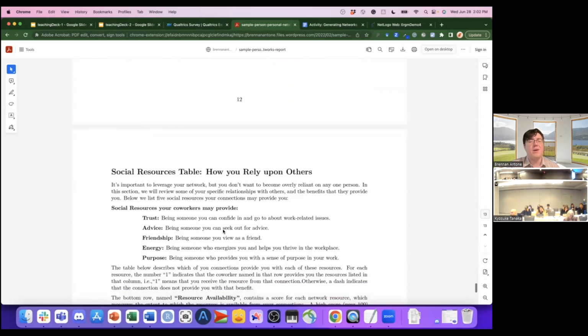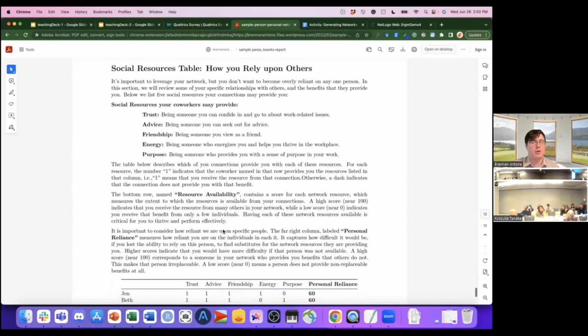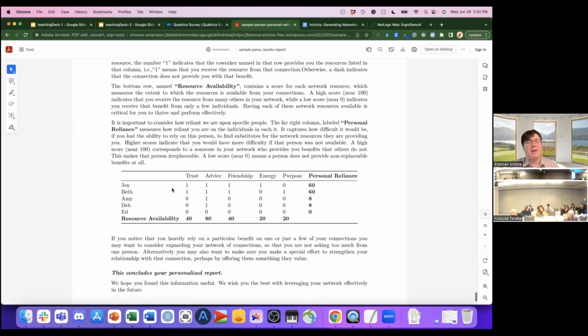And then the final section of the personal network report is the social resources table. It's a table that's mapping out who are the people in your network and what different resources you rely on them for. These resources being things like trust, someone you go to for advice, friendship, energy, so who's an energizer, and also who provides you with a sense of purpose. And by plotting out your relationships with all these people, you can start to look at multiplexity, as well as which resources are more or less available.